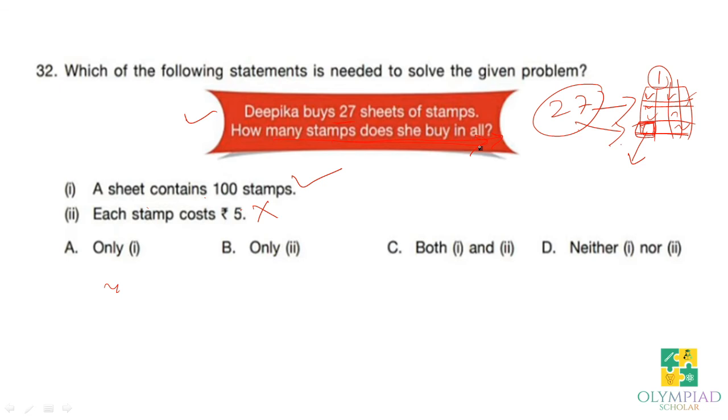Okay, so if it had asked what is the total cost incurred in this transaction, then we would have needed the second option. So here only option 1, that is this information, will be required to find out the total number of stamps.